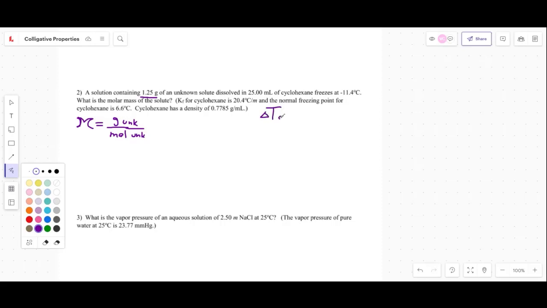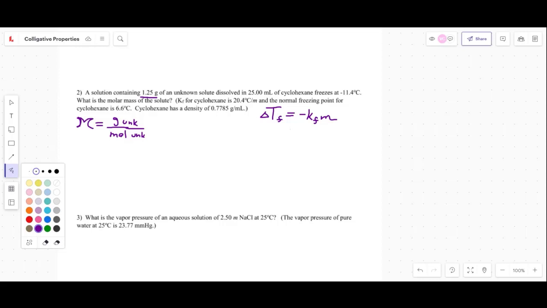Delta Tf is equal to negative Kf m. Now, if you're very perceptive, you might notice that I put a negative sign here, whereas you may not have seen a negative sign in your book. I'm not sure if I agree with that designation, because the relationship is a proportionality relationship. So the change in temperature is proportional to the molality, and we replace the proportionality by a constant.